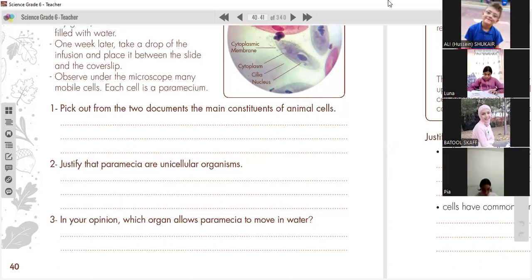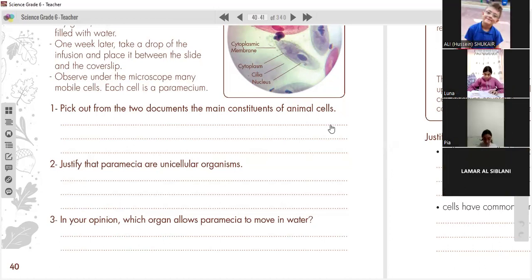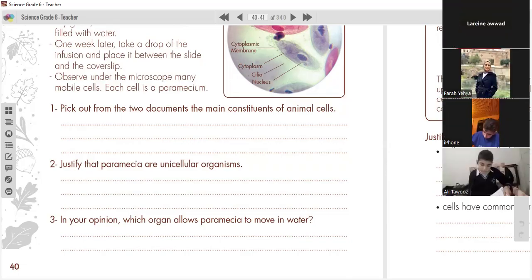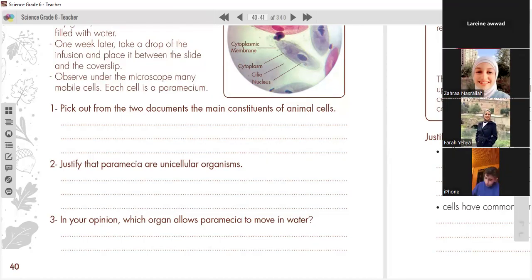Justify that paramecium are unicellular. Yes, why do we say paramecium are unicellular organisms? We already explained: because paramecium have only a single cell. Excellent, because it is made up of one cell.